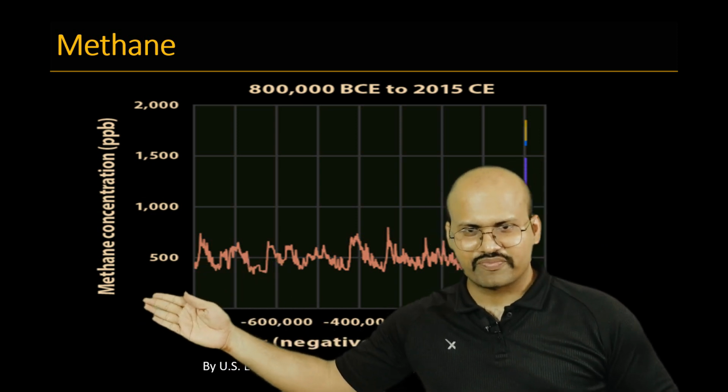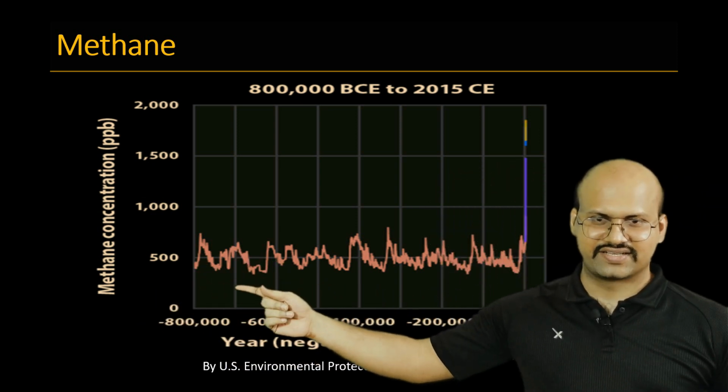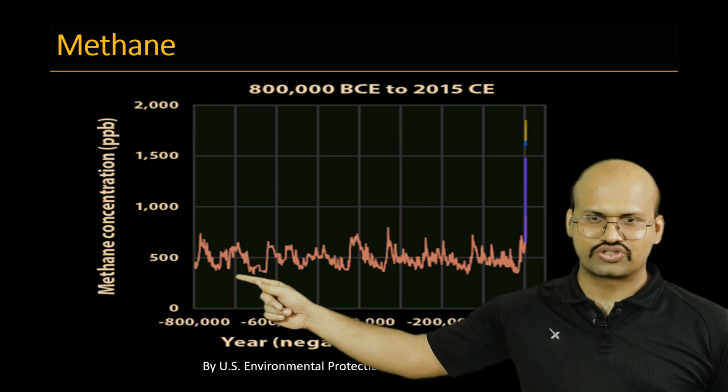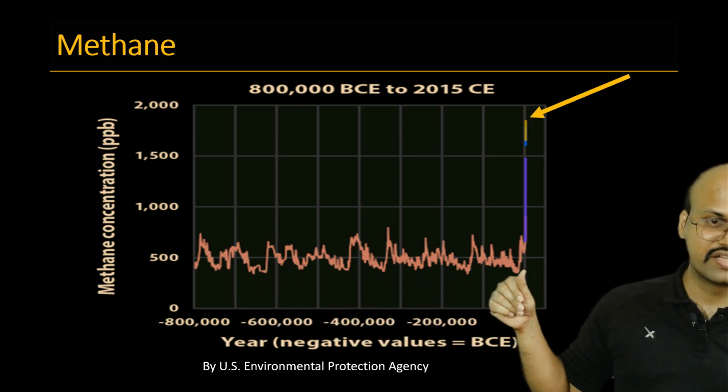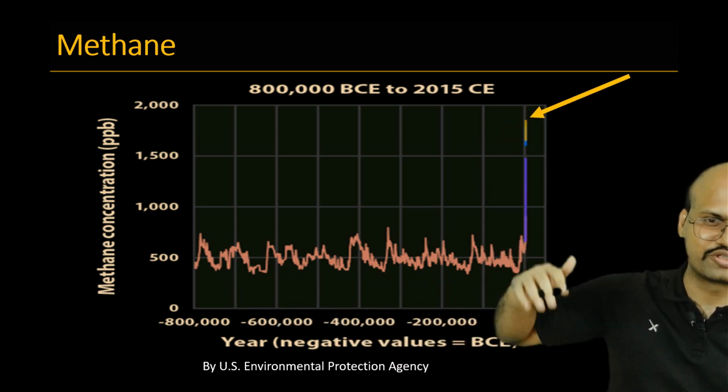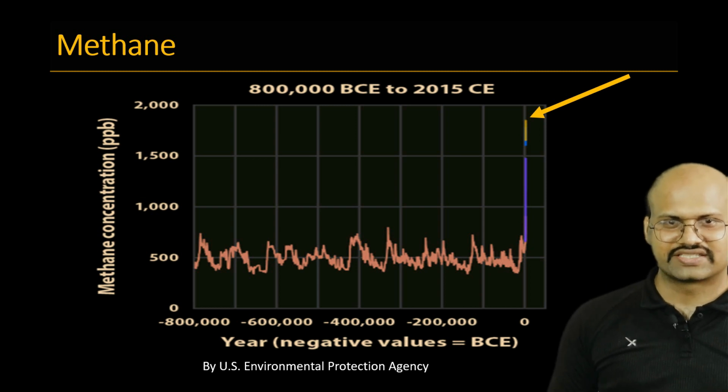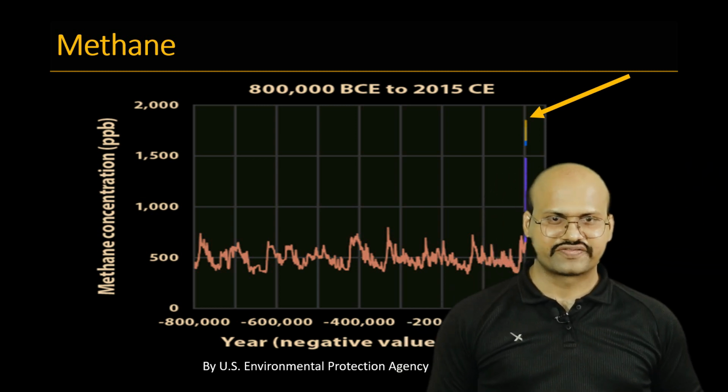The concentration of methane you can see here for 8 lakh years. You can see that it was almost over here, but now in recent history it has increased to this level. So there is almost a 4-fold increase in the concentration of methane in our atmosphere.